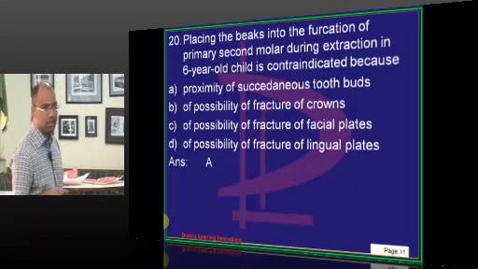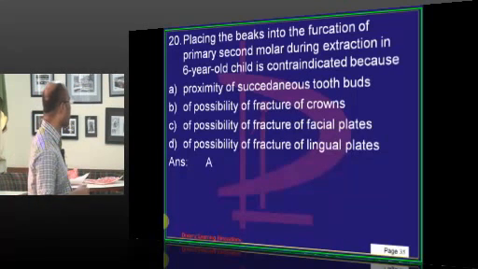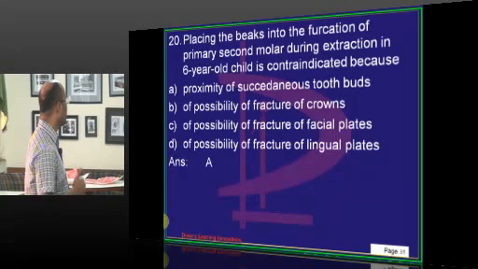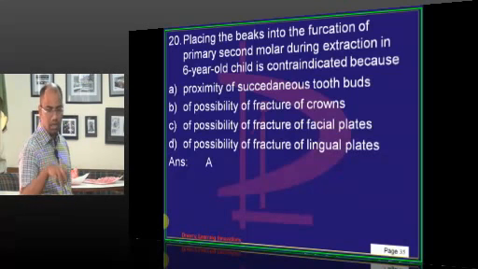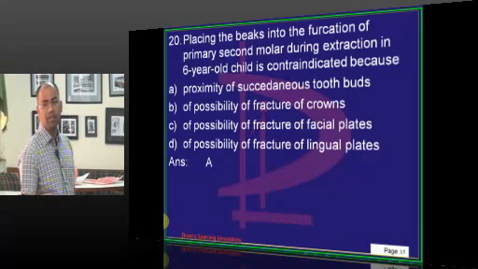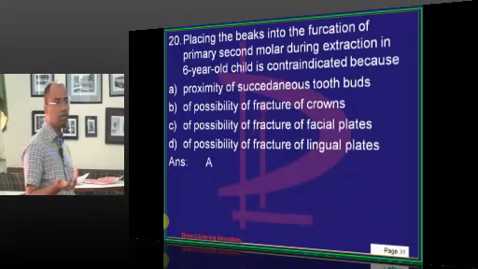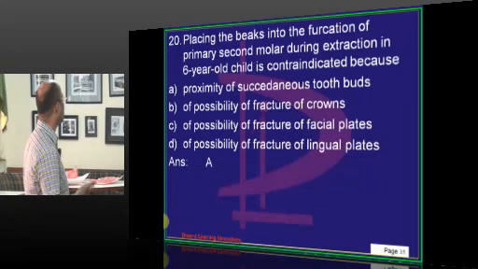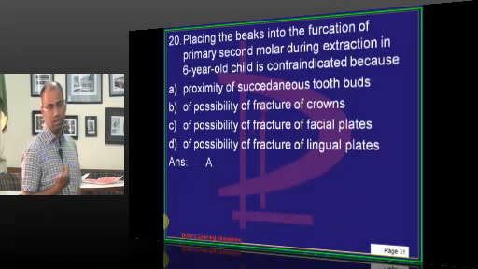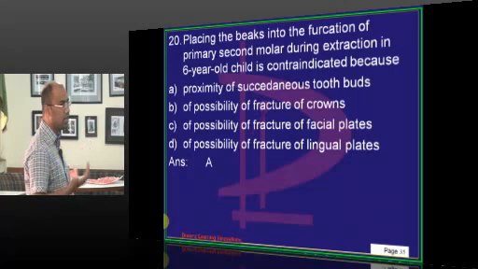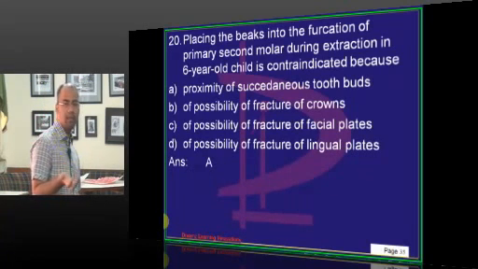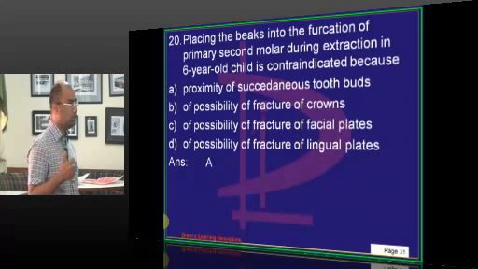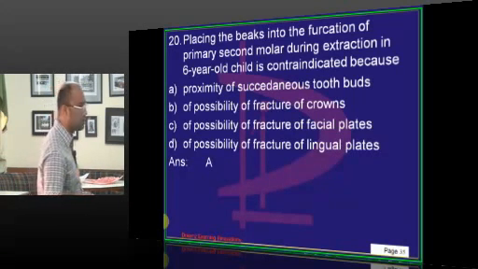Placing the beaks, that is the extraction forceps, into the furcation of the primary second molar during extraction in a 6-year-old child is contraindicated. Why should you not place the forceps deep? It will affect the successor tooth, the succedaneous tooth bud. When you are extracting a primary second molar, the succedaneous tooth is your second premolar. So there is every possibility of you hurting or damaging the second premolar tooth bud. That is the reason you are to avoid placing the beaks into the furcation.